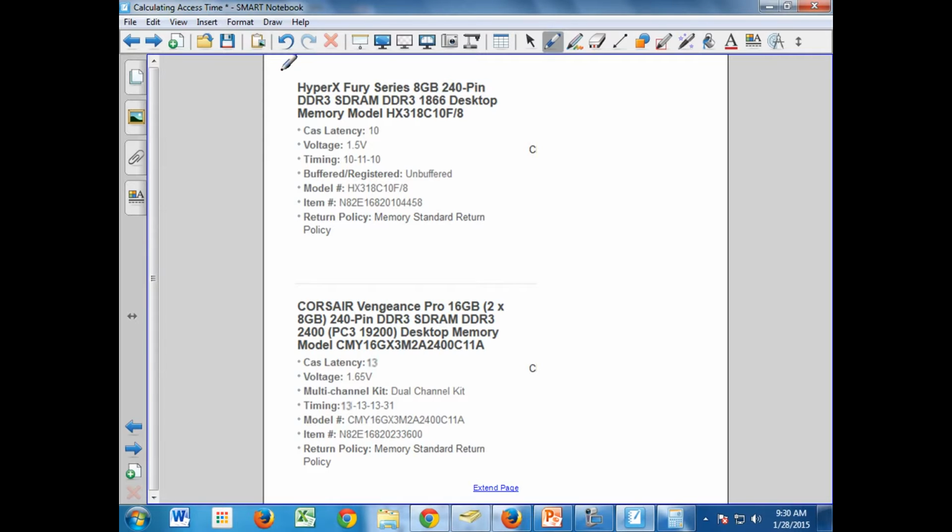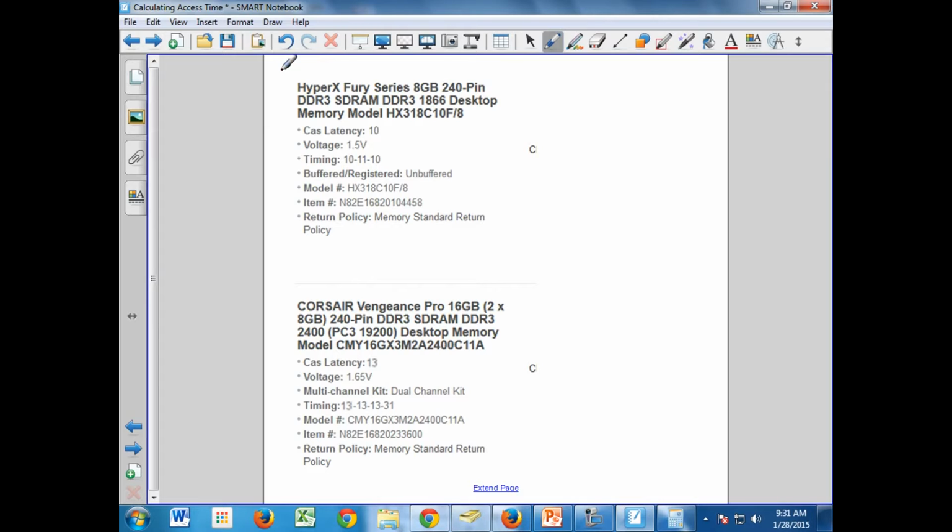This one is 2400, okay? So if all I look at is the megahertz, this one's definitely faster than this one, but our CAS latency is different. This is a CAS latency of 10, and this is a CAS latency of 13. So when we go to buy, everybody says, oh, this one's faster, it's 2400, than this one that's 1866. Nobody looks at this, and if you do, well, it's only three different.